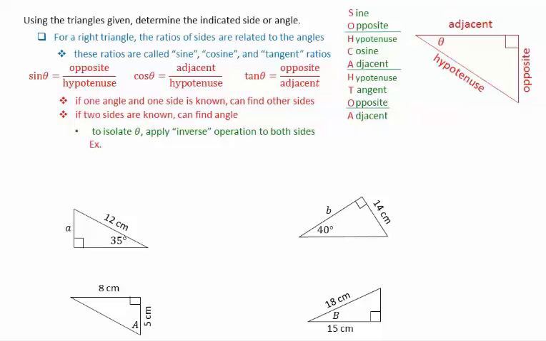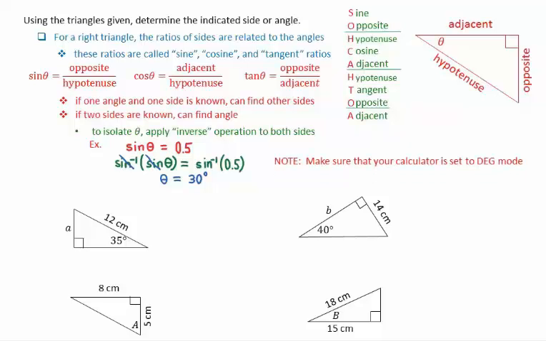As an example, if we know that sine theta is equal to 0.5, we have to take sine inverse of both sides. Sine inverse of sine theta equals sine inverse of 0.5. The sine inverse cancels out with the sine, leaving theta. This results in theta equals 30 degrees. Note, it's always important to make sure that your calculator is set to degree mode, DEG.